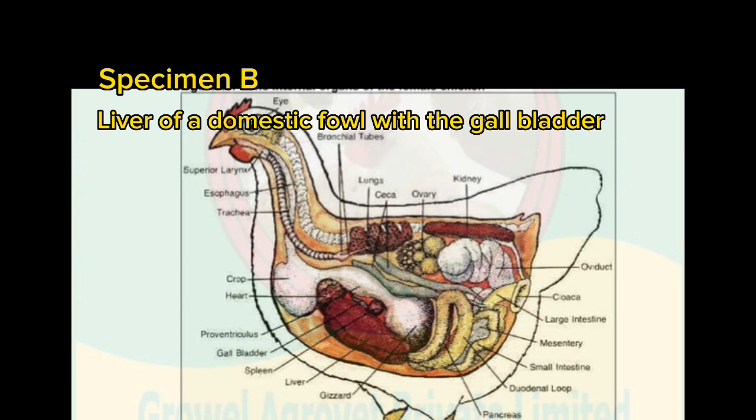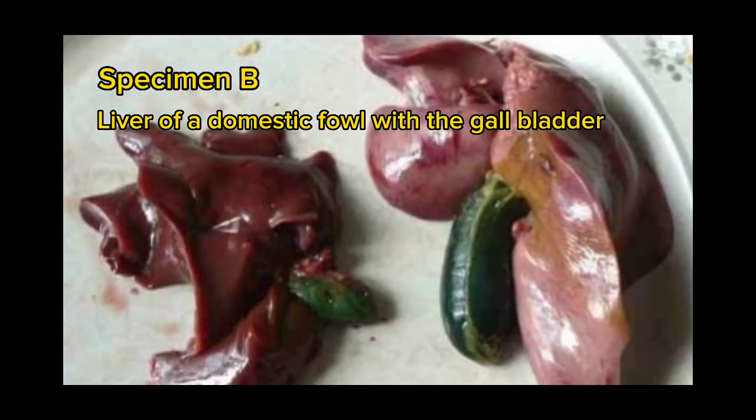It is located ventrally, that is under, in the abdomen, and it is closely associated with the proventriculus, the spleen, and the gallbladder. The proventriculus is the part which is before the ventriculus, or the gizzard, because another name for gizzard is ventriculus.